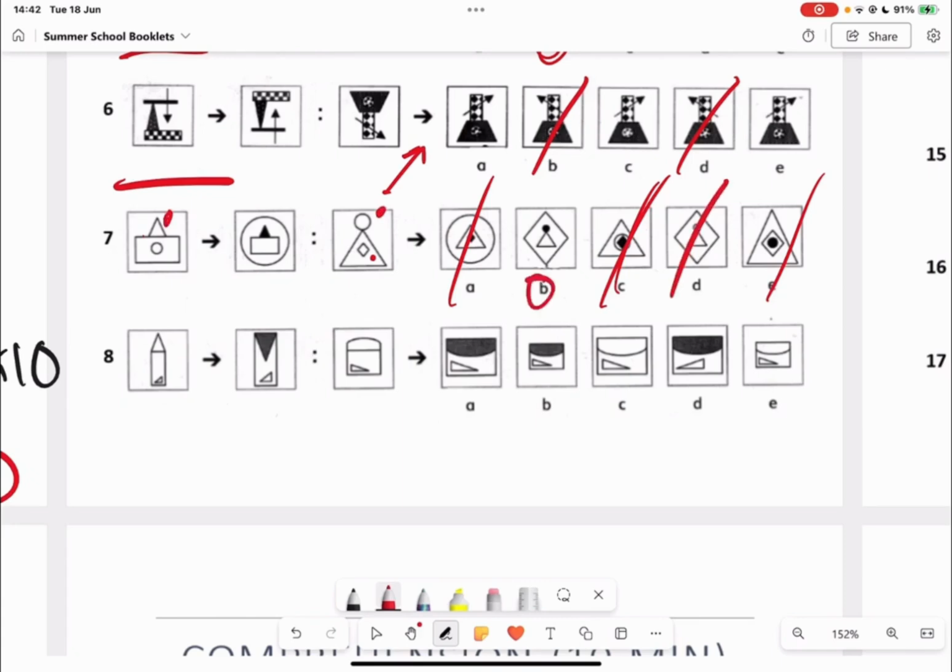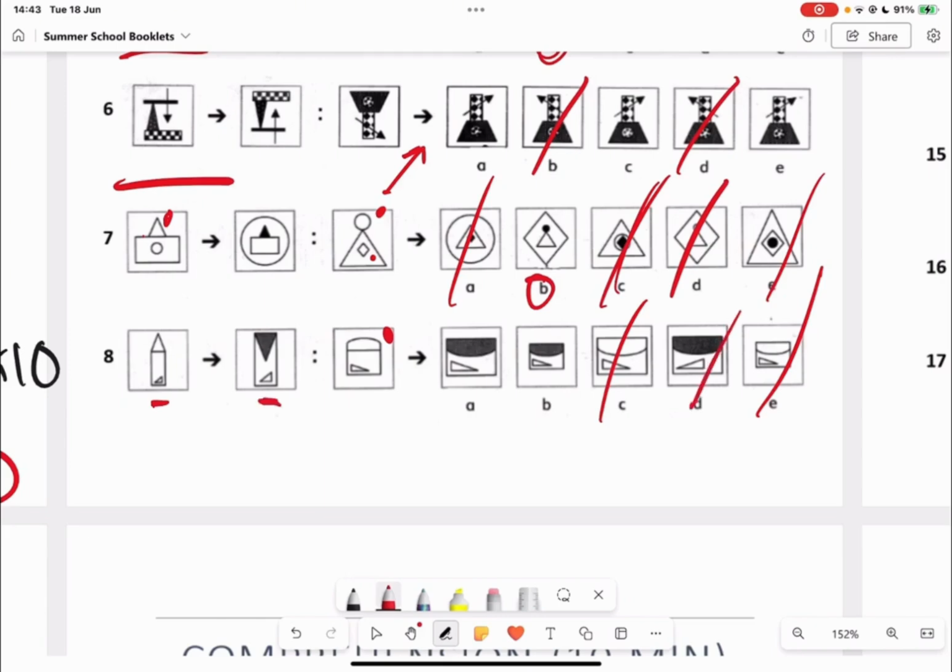Okay, question 8. We can see that the triangle will reflect and then change colour, so we can expect our shape at the top to reflect and then become black. So we're going to cross out C and E. And then we're going to look at the shape at the bottom, which remains unchanged. So we can expect it to not be D.